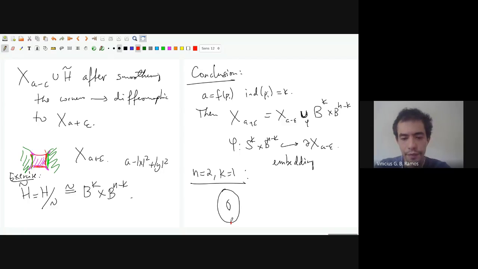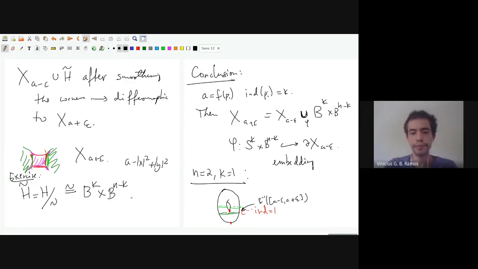And let's see what's happening when you cross the first critical point, the first index 1 critical point. Okay, so you start with something that looks like this. And then you end with something like this. So what I want to show you is let's try to understand this guy. So this is the pre-image of a minus epsilon, a plus epsilon.